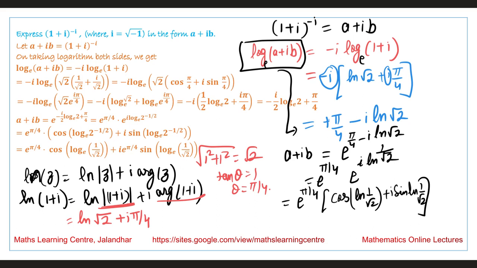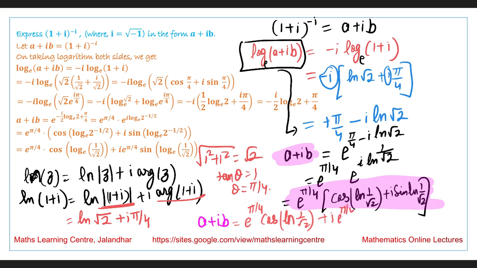So if we have to write this number in the form a plus iota b, we write a plus iota b is equal to this term. So this number is equal to e raised to the power pi by 4 cos of log of 1 by root 2 plus iota e raised to the power pi by 4 sine of log of 1 by root 2. So this is the value of a, and this is the value of b that we have.